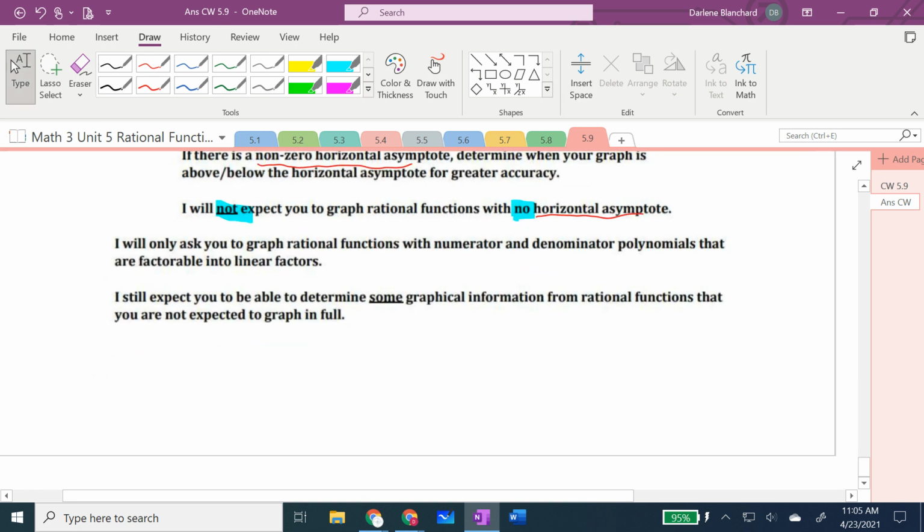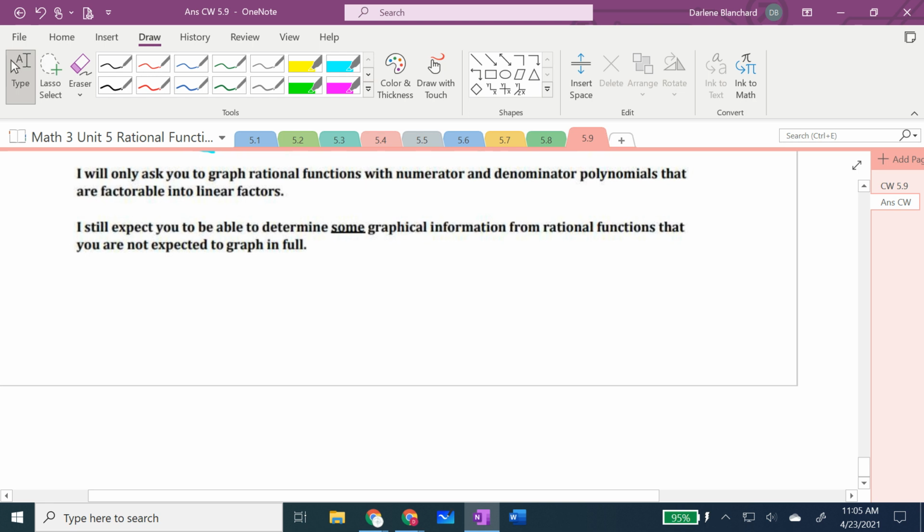Know that I will only ask you to graph rational functions with numerator and denominator polynomials that can be factored into linear factors. And I still expect you to be able to determine some graphical information from rational functions that you are not expected to graph in full. In other words, multiple choice, be able to do the multiple choice, and I'll give you a practice test later to help you see, or matching.